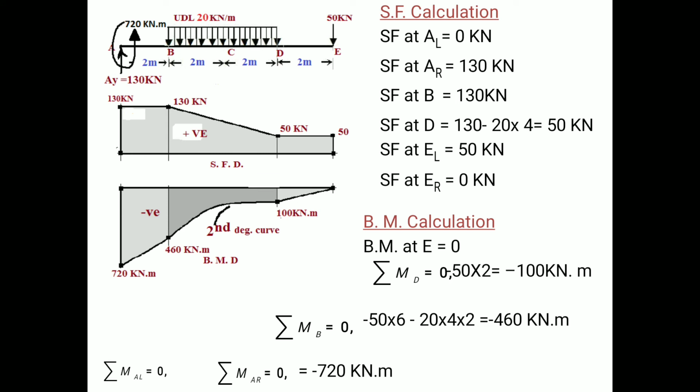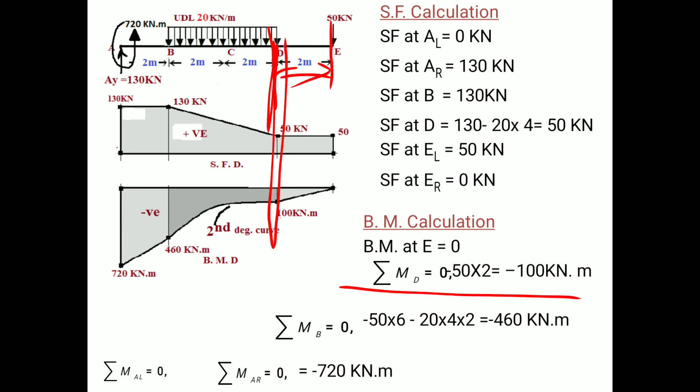Our next step is bending moment calculation. All of you know that bending moment at the end is always 0. Therefore, bending moment at E is equal to 0. Bending moment at D is minus 50 into 2. Bending moment at this point D is minus 50 into perpendicular distance, which is 2.